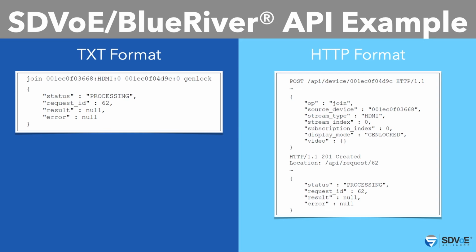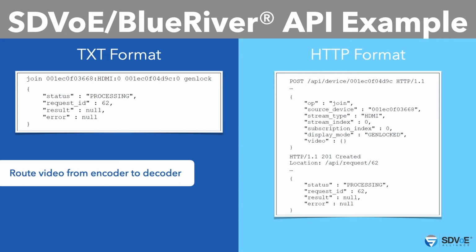But in this case, we are basically saying this encoder, the video that is coming in on the HDMI port number 0 is being routed over the network to a receiver, and we are going to do this in a genlock mode, which is this low latency mode that guarantees under 100 microseconds latency.